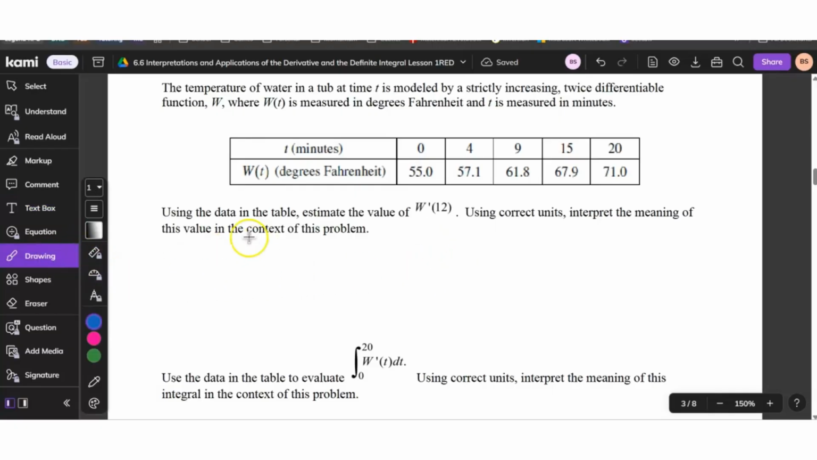All right. Now, using the data in the table, let's estimate the value of W prime of 12. When we did that, what do we always do? We take the average rate of change. The two closest and do the secant line. So 9 and 15. Exactly.